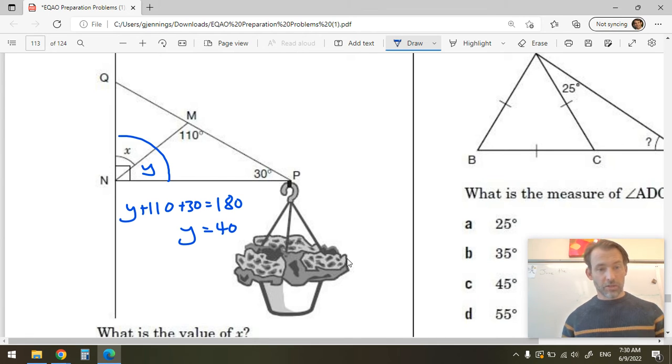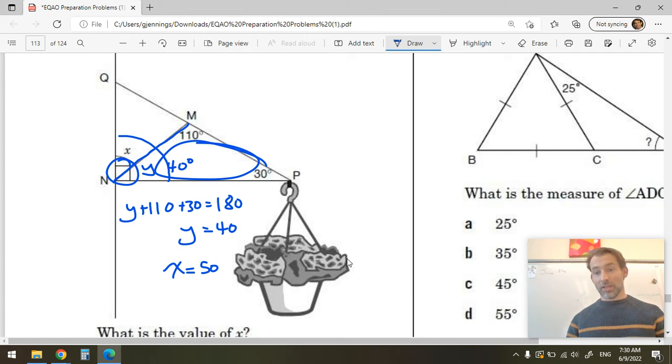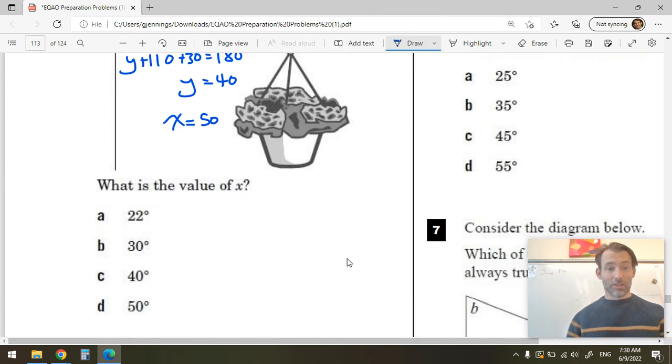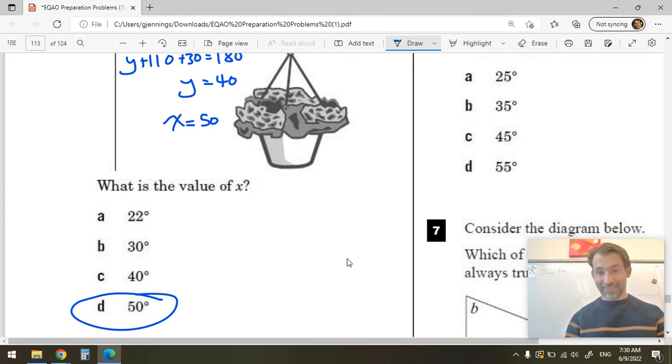If you can do these fast in your head, then do that. x plus y equals 90. So x equals 50. All right. Am I going too fast? Yeah, probably. So 110 plus 30 is 140. 140 plus here 40 degrees for y gives me 180 in this triangle. I also am told that this makes a right angle and that y plus x is that right angle. So 40 plus 50 would be 90 degrees. So x is 50 degrees. Okay, let's keep going.